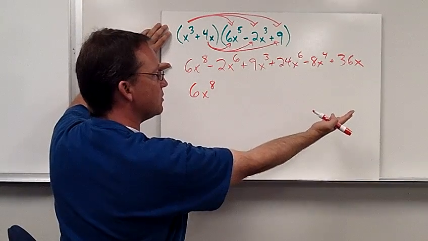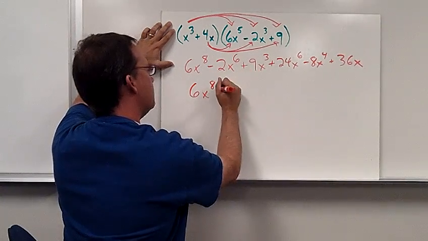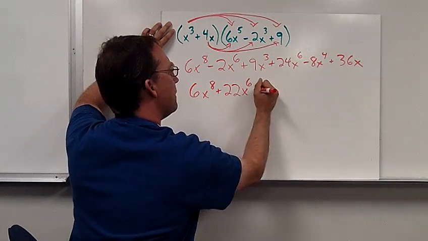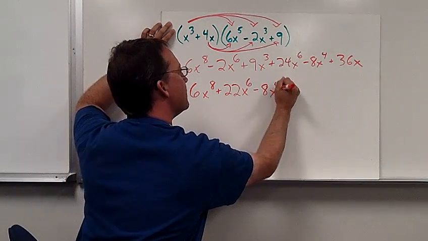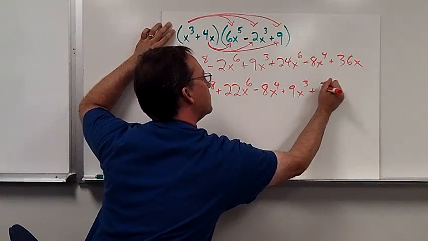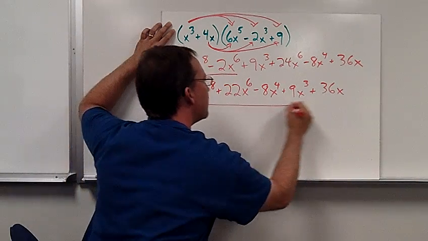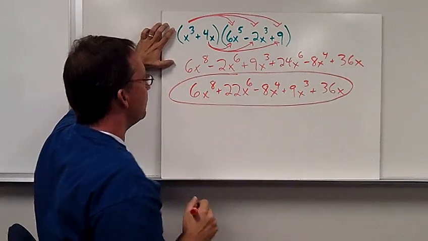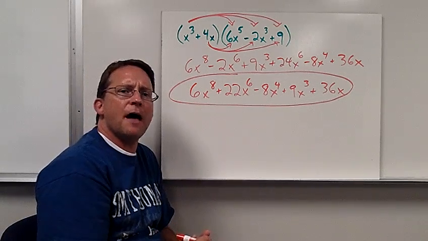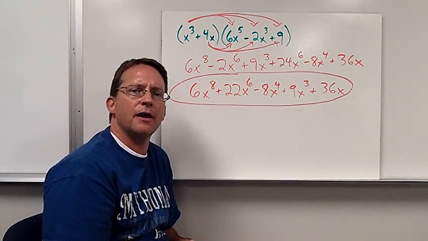Now, I don't have any 7th degree terms, so I move down to the 6th. It's going to combine to be 22x to the 6th. And then nothing else combines. You've got a minus 8x to the 4th, plus 9x to the 3rd, plus 36x. And I think that's the best I can do as far as simplifying that polynomial down. So again, multiplying polynomials just comes down to doing the distributive property and simplifying things.